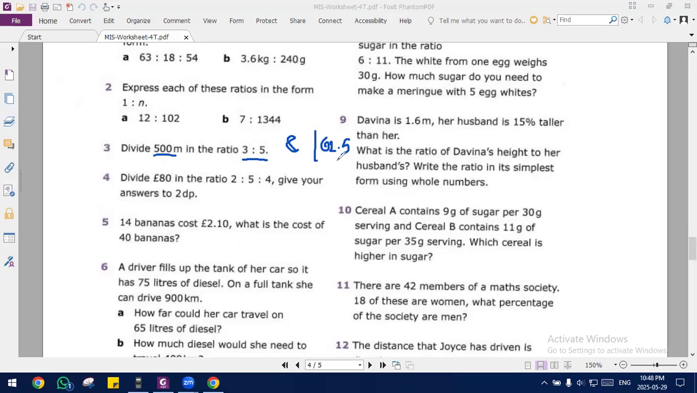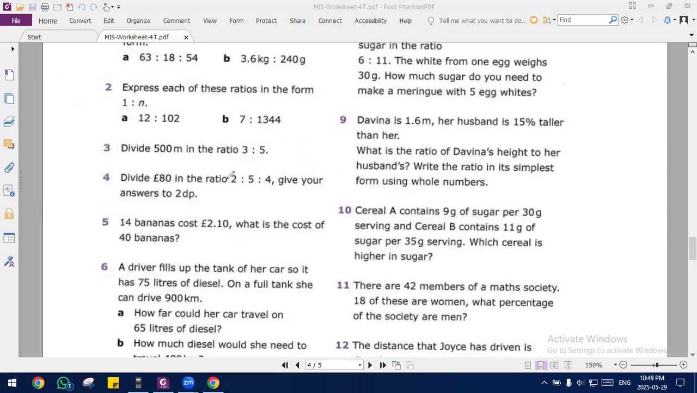Now, what should I do with 62.5? I times it by 3, and then I times it by 5. If I times it by 3, it's 187.5. Then I should times 62.5 by 5, which is 312.5. Now, if you add these two values, the answer will be 500. So I divided 500, but not equally.